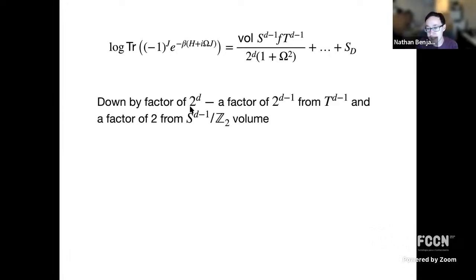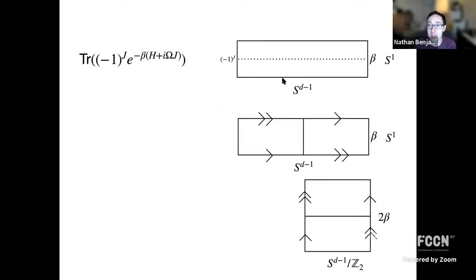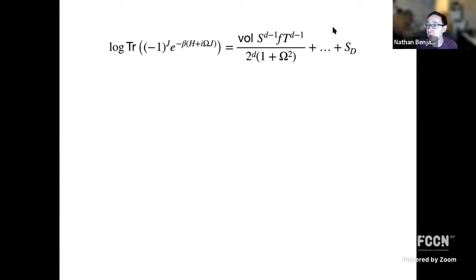Yes, so down by a factor of 2 to the D: 1 over 2 to the D minus 1 from the T to the D minus 1, and 1/2 from the S^(D-1) mod Z2. This 2 to the D reproduces the factor of 1/4 when D equals 2. By the way, the higher derivative terms will be down by other factors. For example, the Einstein term will still have this volume and T to the D minus 3. So that will be down by 1 over 2 to the D minus 2, because you get a 1 over 2 to the D minus 3 from T to the D minus 3, and again a 1 over 2 from the volume.